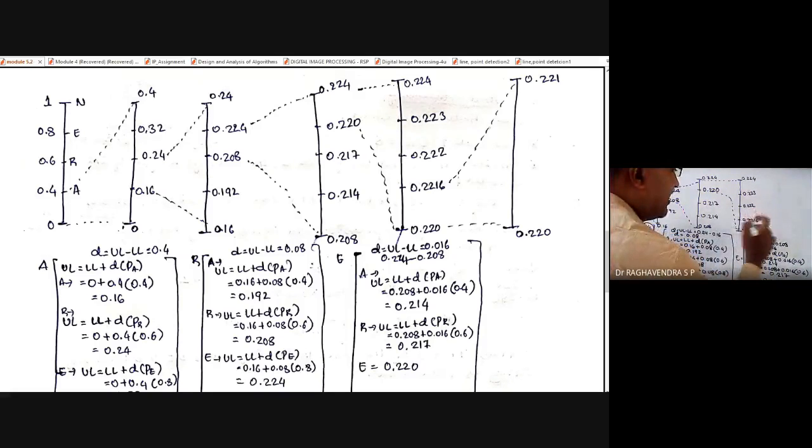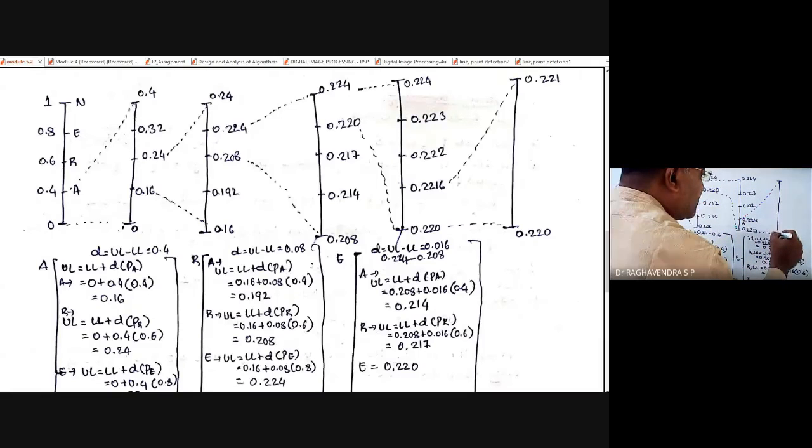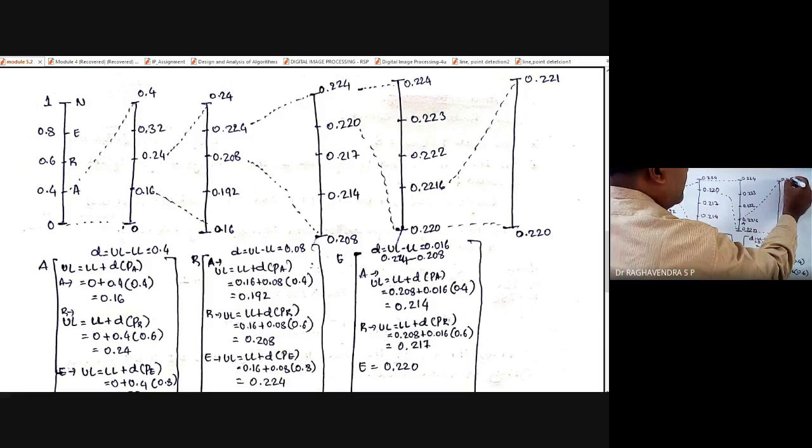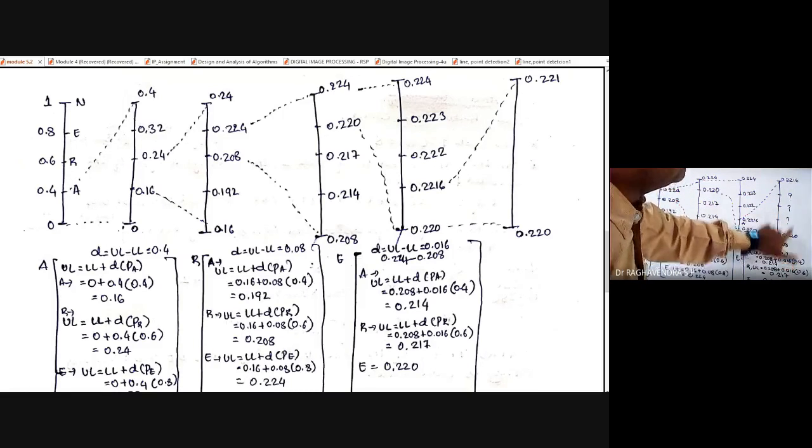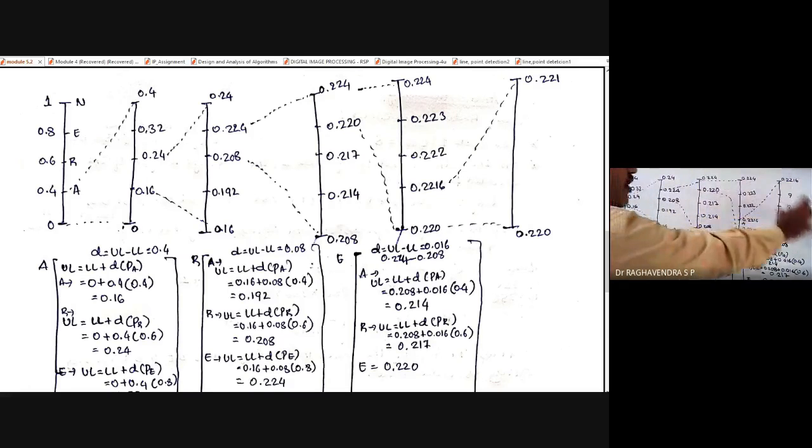Once again, this is the A segment. That is why we have to do the same scaling process once again. The lower limit is 0.220, the upper limit is 0.2216. Once again, find the values for this. Ultimately, you can stop here if you have evaluated the lower limit as 0.220 and the upper limit as 0.2216. It means the entire word ARENA has been coded.